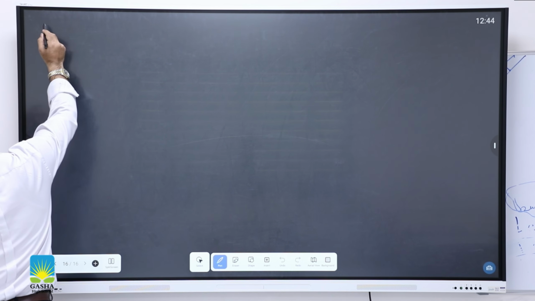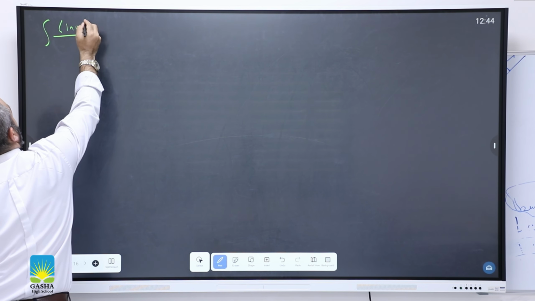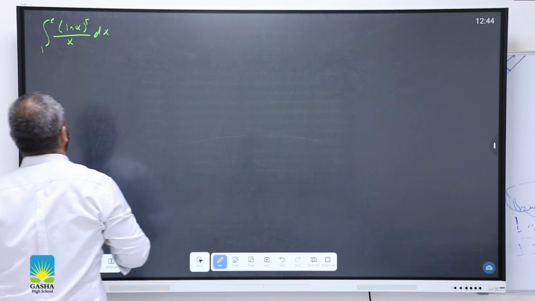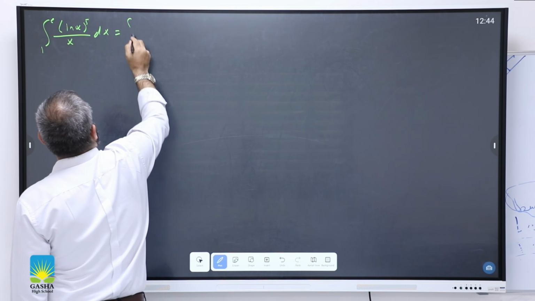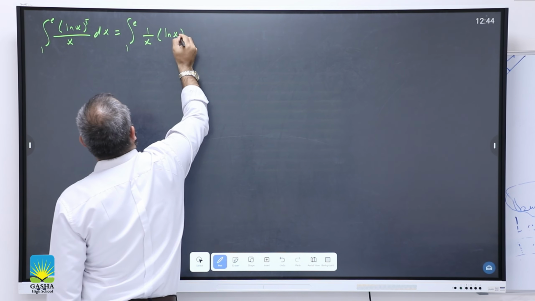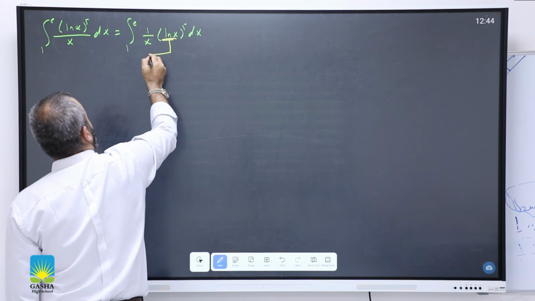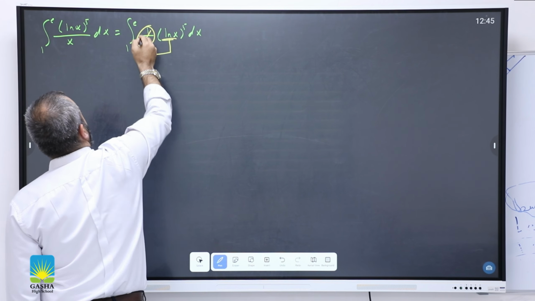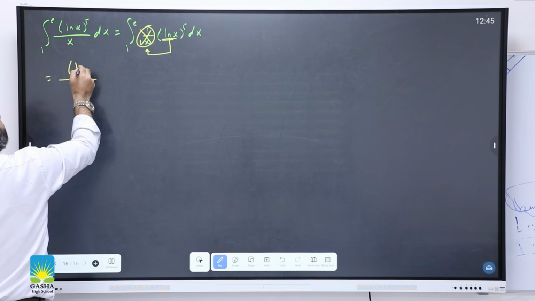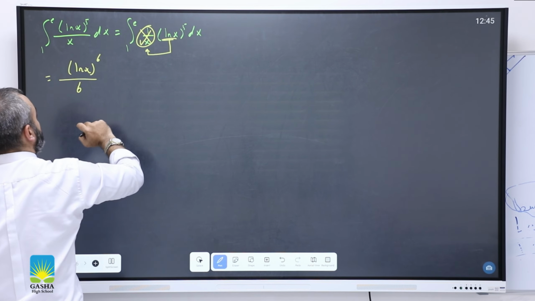What about the integral of (ln x)^5 over x dx from 1 to e? So this is the integral from 1 to e of 1 over x times (ln x)^5 dx. What is the derivative of this? The derivative is 1 over x. So the derivative is cancelled, so it equals (ln x)^6 over 6 from 1 to e.